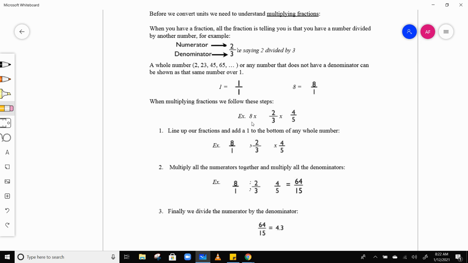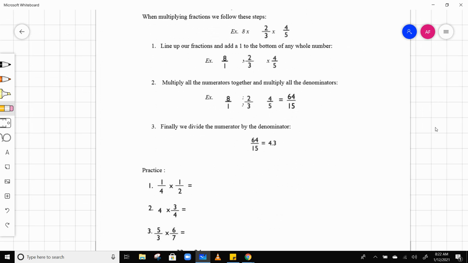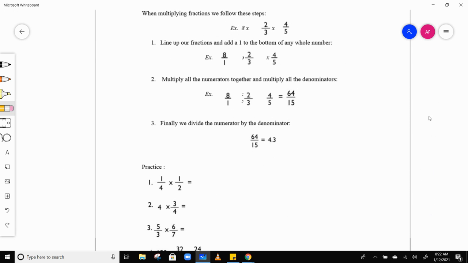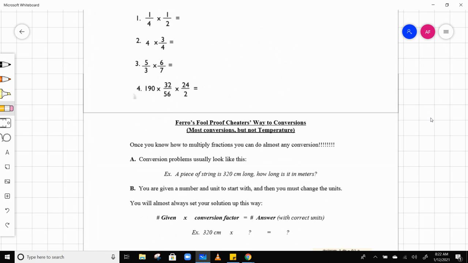So if we have 8 times 2/3 times 4/5, we want to do this multiplication. Then we just make 8 over 1. So 8 over 1 times 2 over 3 times 4 over 5. And we multiply the top numbers all across. So 8 times 2 times 4, we get 64. Then we multiply the bottom numbers: 1 times 3 times 5 is 15. Then we divide 64 by 15, and we get our answer. So just keep that in mind when we're doing dimensional analysis. I'm not even going to ask you to do these practice problems. Just remember that.